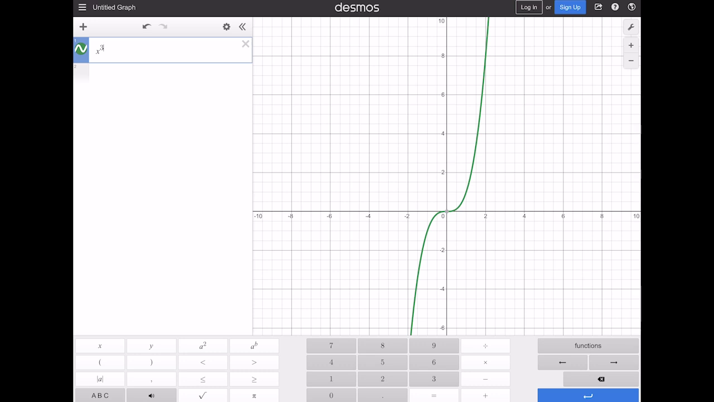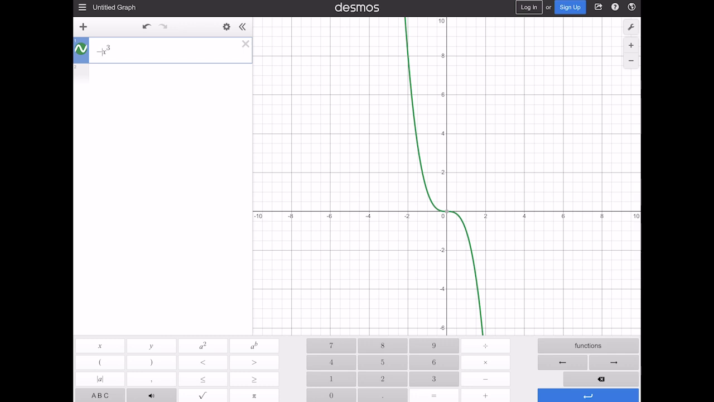If I switch it to a negative x cubed, you're going to see that it's just going to reflect, and it's going to be the opposite now. So now on the left side it points up, and on the right side it points down. And if you compare that to your notes, a negative lead coefficient with an odd degree is going to point in opposite directions. It's going to point downwards.